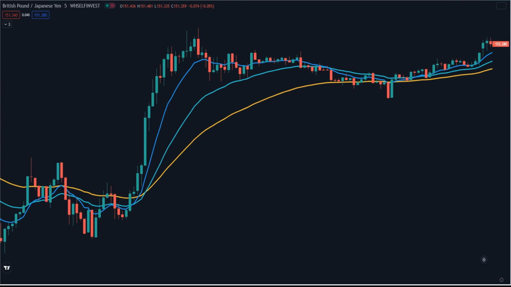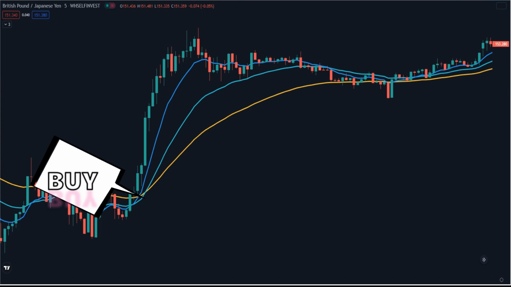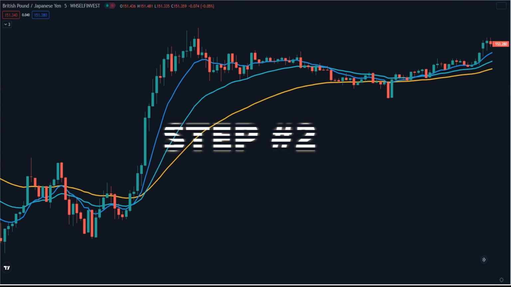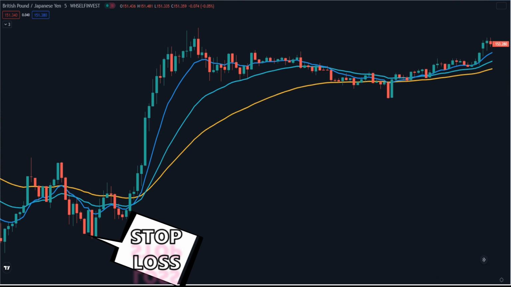Buying rules. Step number 1. When the 10 exponential moving average crosses 25 exponential moving average, and then also crosses the 50 exponential moving average, then buy. Step number 2. Place your stop loss a few pips below the nearest swing low point.